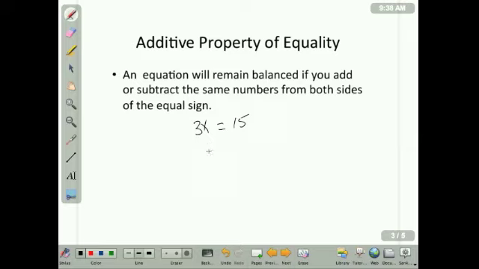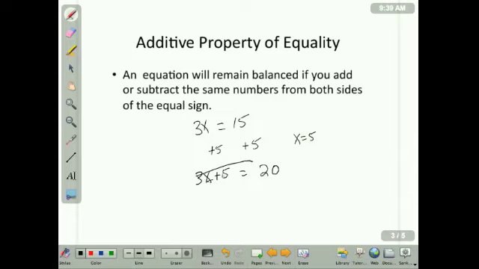I can add 5 to both sides. Now, the answer to this equation is 5, since 3 times 5 equals 15. If I add 5 to both sides, I really haven't changed anything. 3x plus 5 is equal to 15 plus 5, which is 20. If I plug 5 into this equation, 3 times 5 is 15, and 15 plus 5 does equal 20. I've added 5 and it hasn't changed my value. X is still 5.